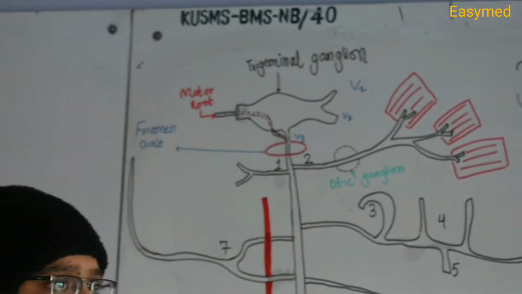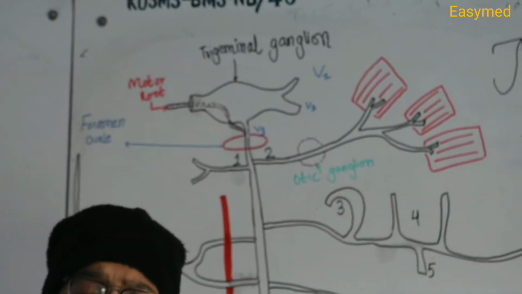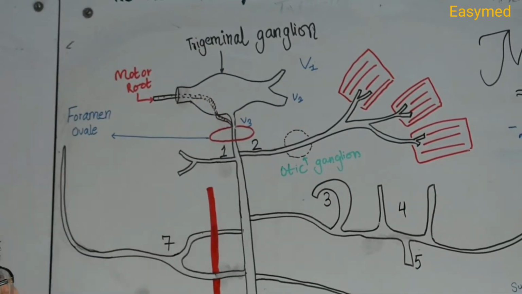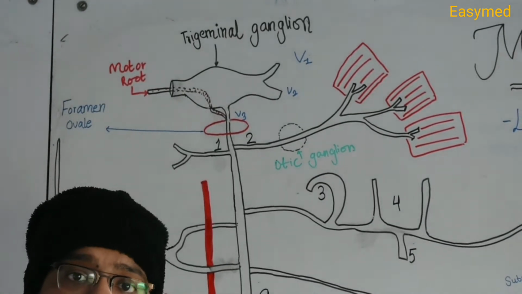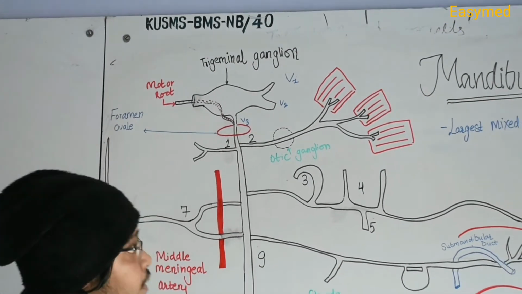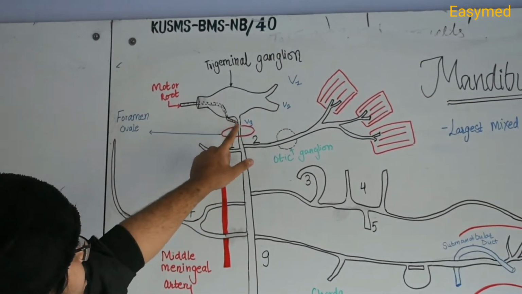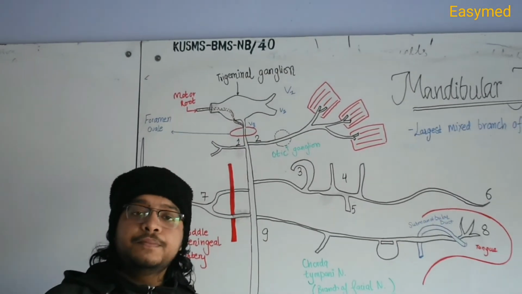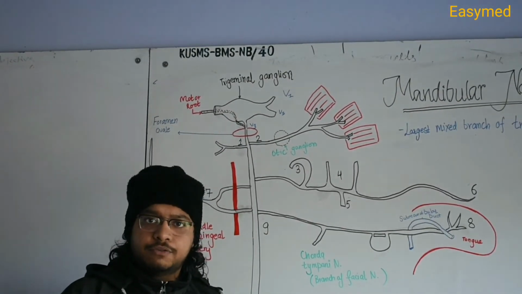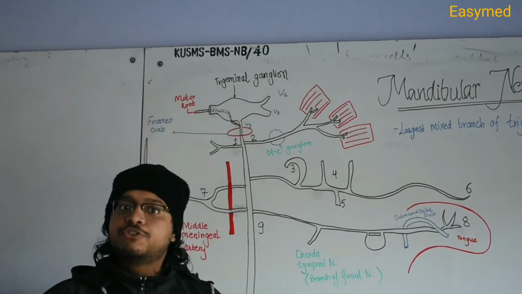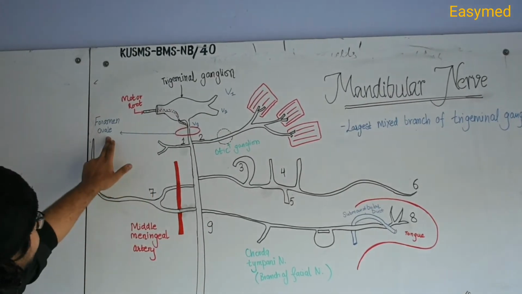The sensory root arises from the lateral part of the trigeminal ganglion, whereas the motor root lies deep inside the trigeminal ganglion. It comes out and joins with the sensory root to form the main trunk of the mandibular nerve. This main trunk leaves the cranial cavity through the foramen ovale.